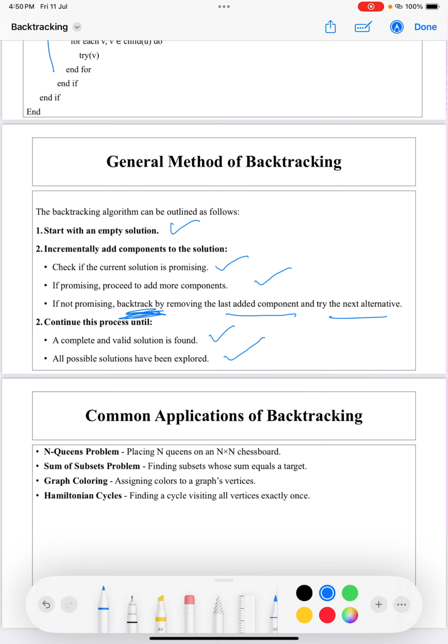So here we have some common applications of backtracking. One is n queens problem. We are placing n queens on an n cross n chessboard. Then sum of subsets problem, finding subsets whose sum equals a target. Then the next one is graph coloring, assigning colors to a graph's vertices. Hamiltonian cycles, finding a cycle visiting all vertices exactly once. So whatever we saw now is just the introduction of backtracking algorithm design paradigm.